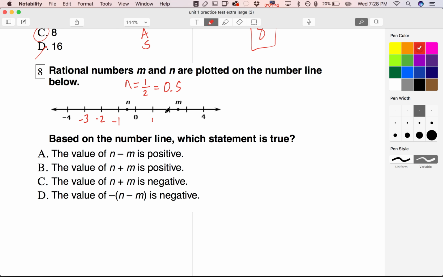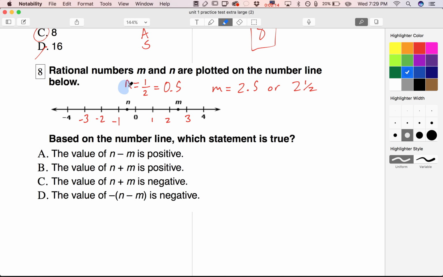So on this one, 1, 2, 3, it's in between 2 and 3, so m has to equal 2.5. So now that we have those two, I'm going to simplify it. And I'm just going to use the decimals only, because when we have the decimals, it's going to be easier to actually subtract, add, distribute a negative, do all of those things. So we're going to look at this as just the decimal. So I'm using n is equal to 0.5 and m is equal to 2.5. You could use the fractions, but it may be harder for some people.